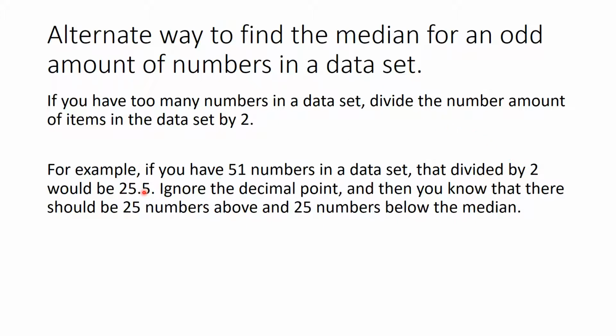Now just ignore the decimal point, so we're going to ignore the 0.5, pretend it doesn't exist, and that's going to let us know that there should be 25 numbers above and 25 numbers below the median. And so that will help you and be a lot quicker. You can count 25 numbers and know the next one right there is going to be your median. So there's a faster way to find the median for an odd amount of numbers in a data set.